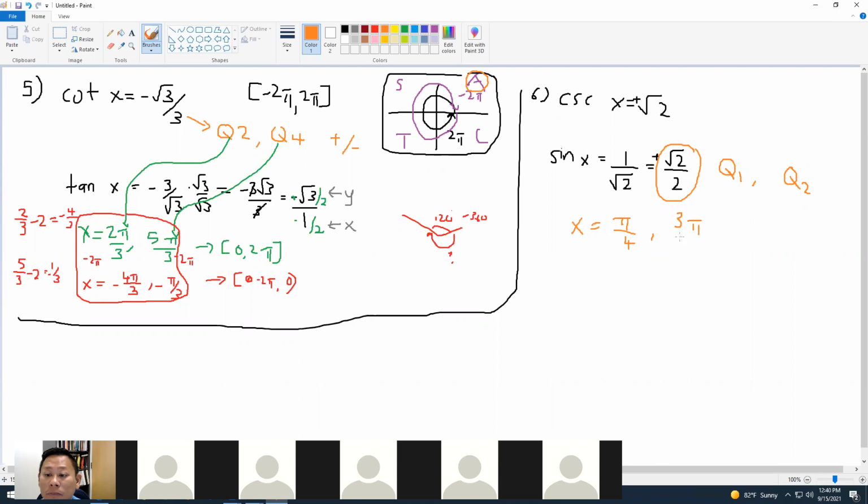This is 1 and 2. But again, this only works from 0 to 2 pi, the positive one. So how do you find the negative one? Like last time, what do we do? We subtract 2 pi. So can someone tell me what happens when you take pi over 4 minus 2 pi? What do you get?